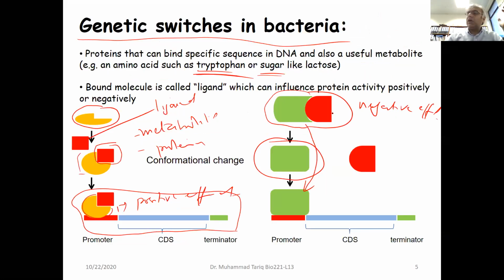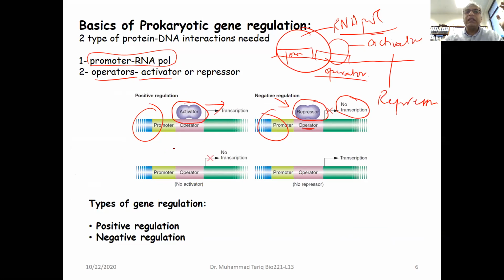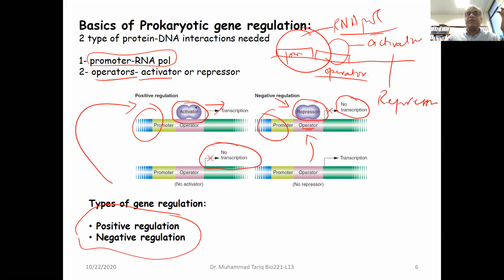Now, thinking of these ligand and protein interactions, if the activator is bound by a specific ligand and that ligand removes the activator, now you will have no more transcription. And here, if the repressor is bound by a ligand and that ligand has a negative effect on the repressor, the repressor moves away and now you have transcription. So that is positive regulation and negative regulation.